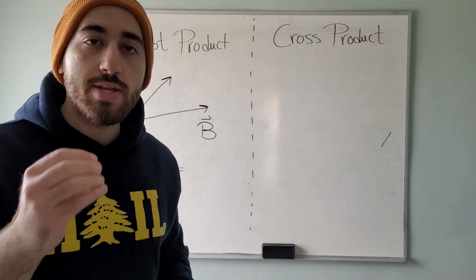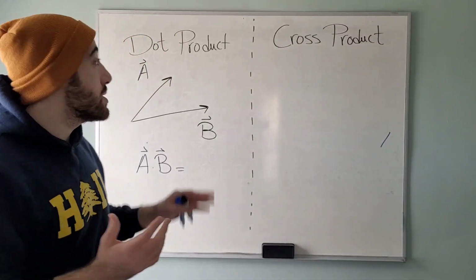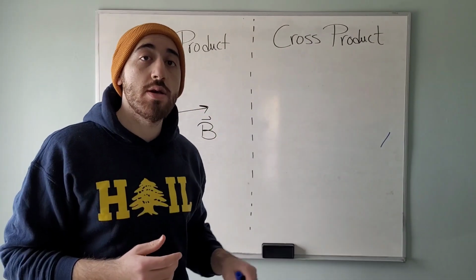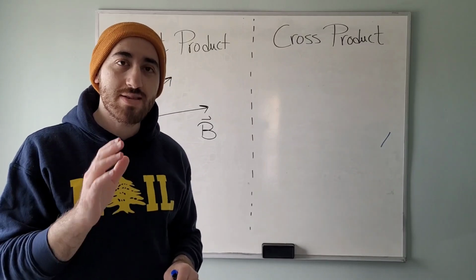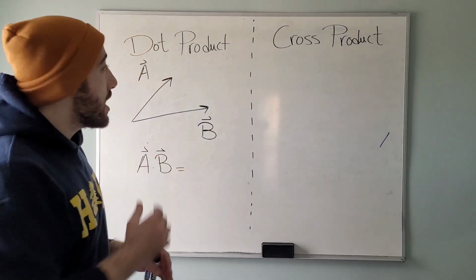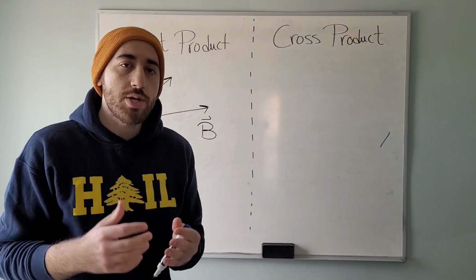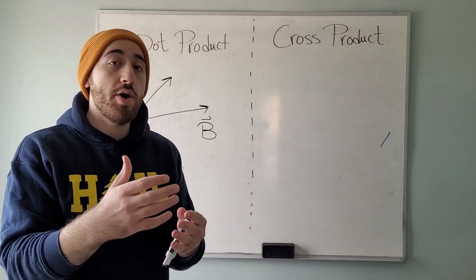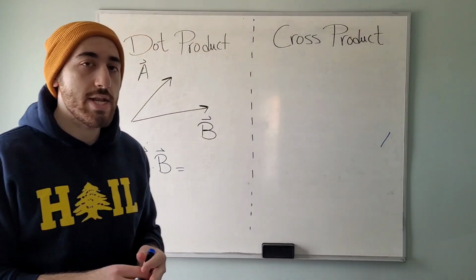Hey guys, today I want to tell you why the two names that we use, dot product and cross product, are pretty terrible names. And I'm going to suggest some better names to use when we're teaching physics and math. Now when it comes to the dot product, what are we actually doing when we ask what is the dot product between A and B? Let's look at it geometrically.